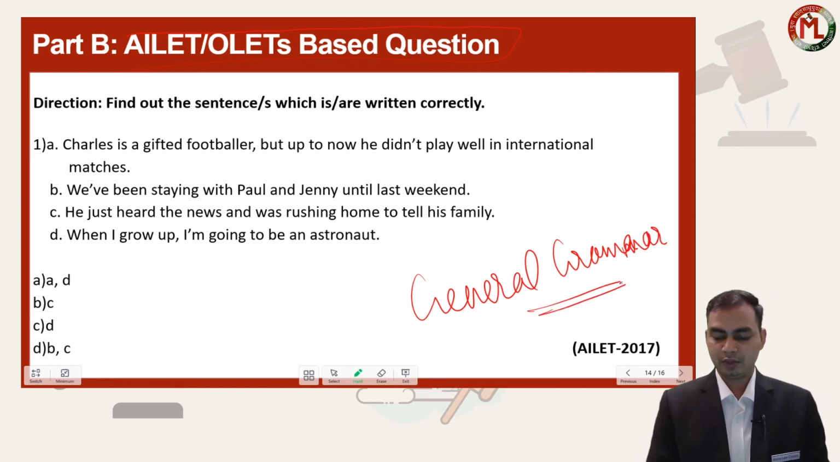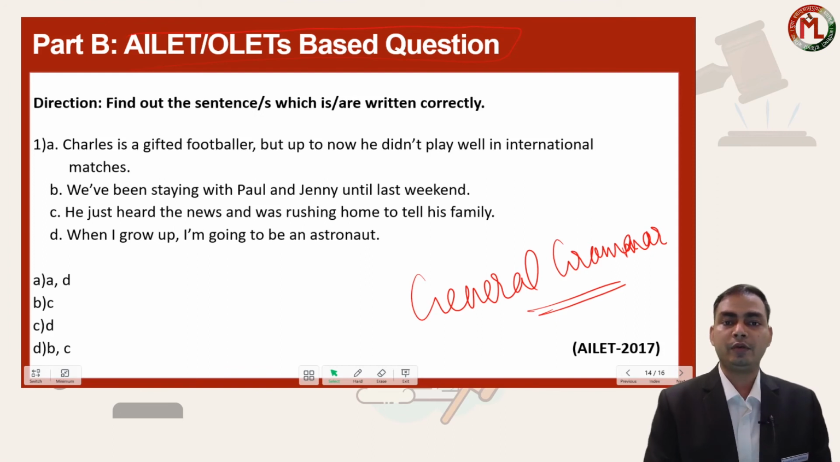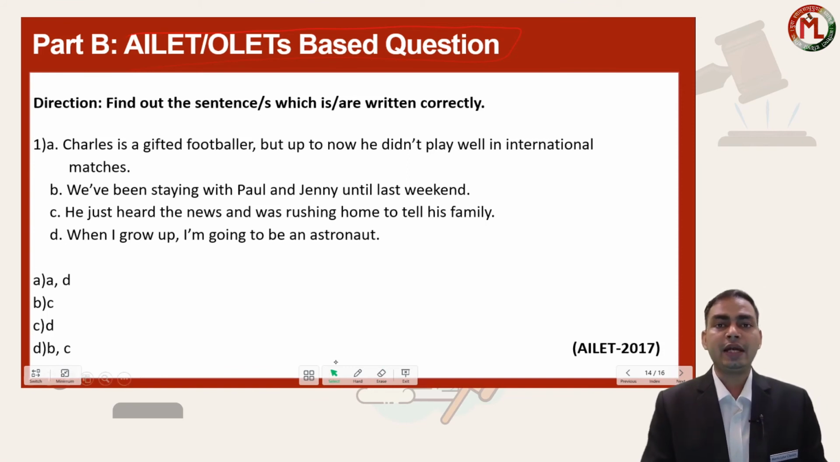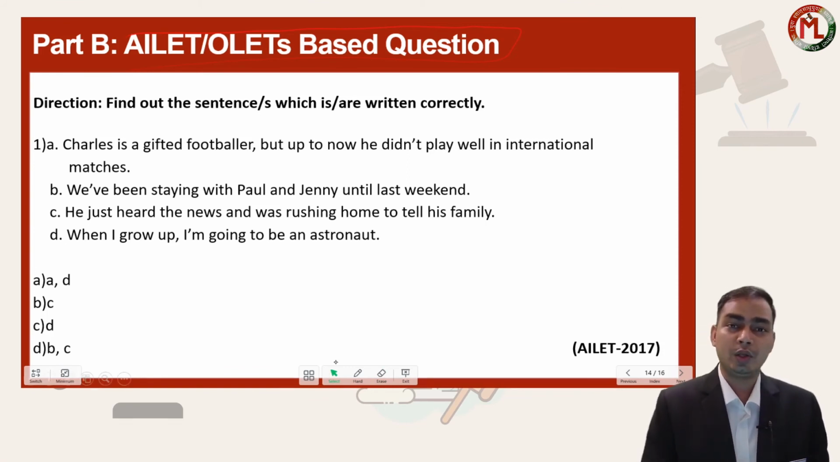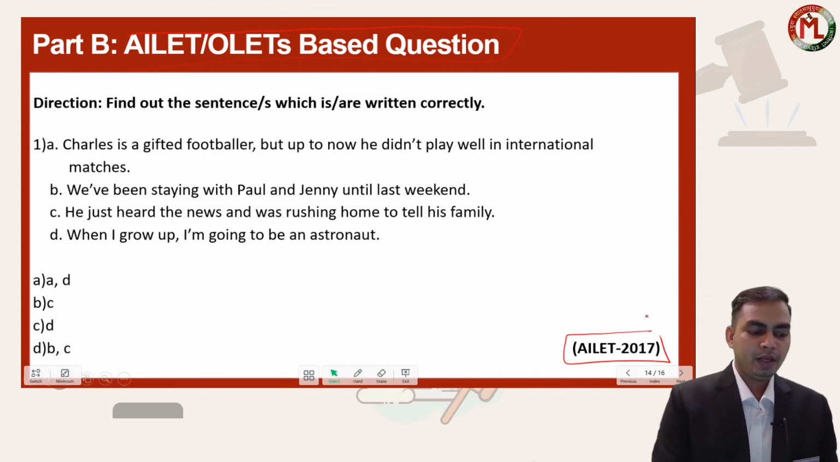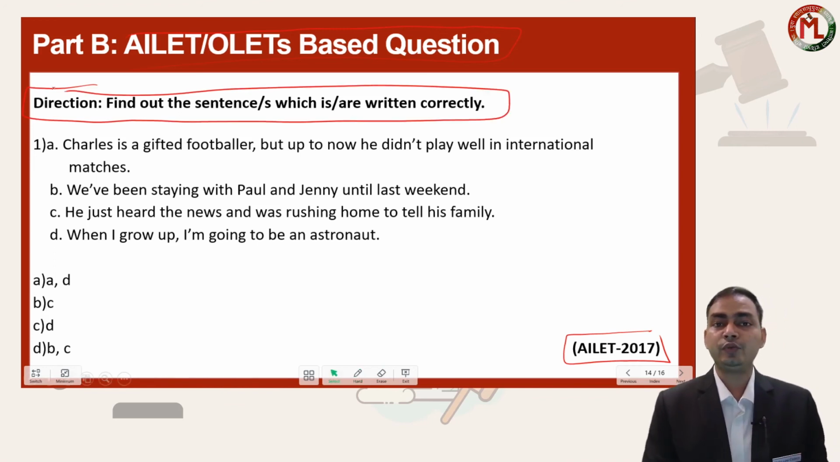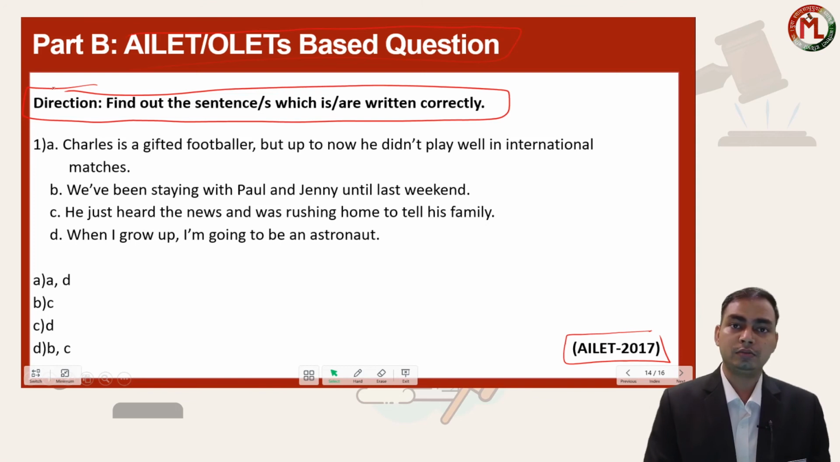the general grammar section. Okay, so now we will be observing what it asks and what your approach should be while answering the questions. Make sure that the CLAT exam also needs grammar, so you have to watch this till the end because it will be helpful for CLAT, AILET and other exams as well. This question has been taken from CLAT 17. What is the direction here? Do read the direction, otherwise you will end up answering the wrong options.